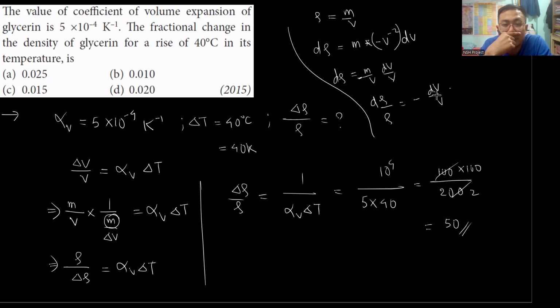Okay, so that is alpha V into delta T directly. That is option number D.